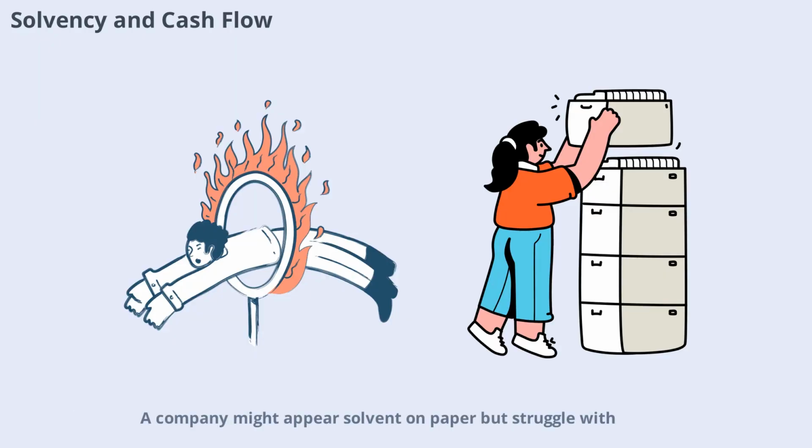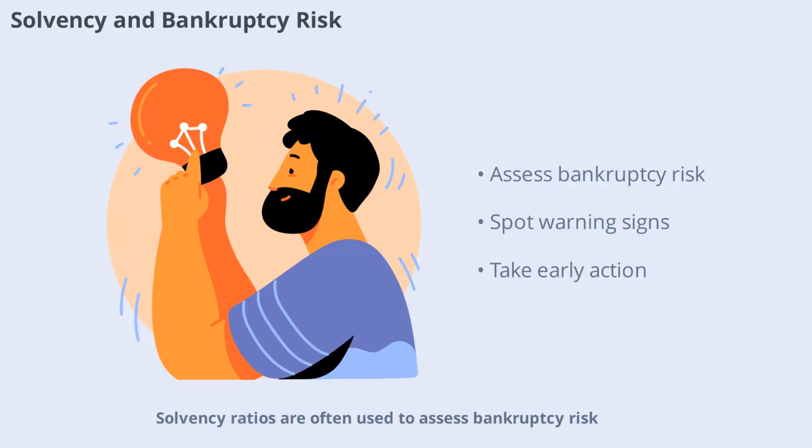A company might appear solvent on paper but struggle with cash flow issues that threaten its ability to pay debts. That's why analysts often look at cash flow statements alongside solvency ratios for a more complete picture. Solvency ratios are often used to assess bankruptcy risk. Companies with weak ratios are more likely to face financial distress and potential bankruptcy. By monitoring these ratios, stakeholders can spot warning signs early and take action to avoid serious problems.